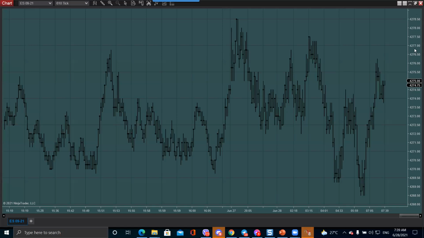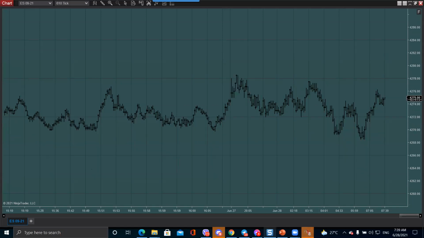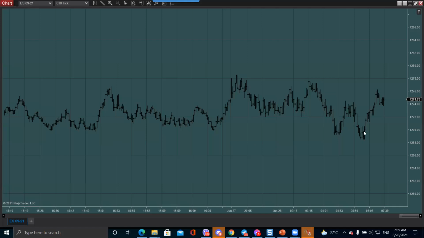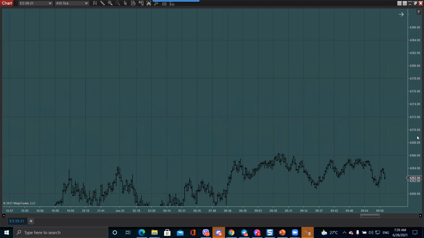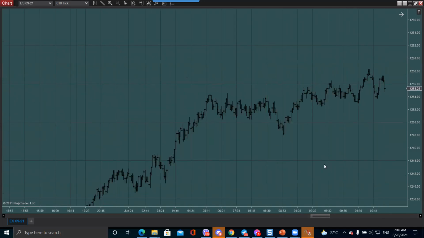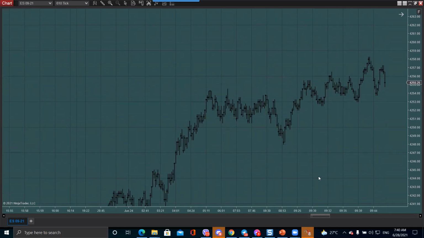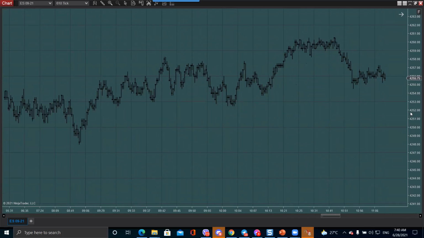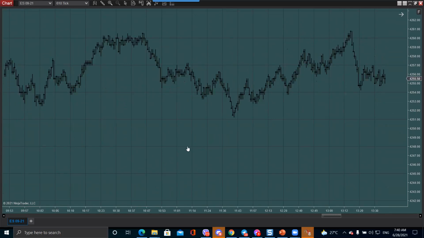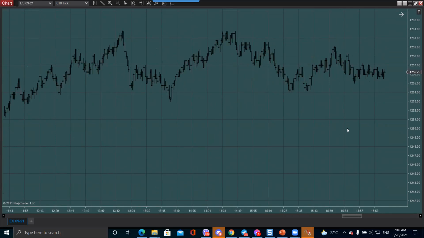Okay, so let me do an example here. For example, in this first one right here, I'll show an example of a strong run. Example of a strong run would be this one. I see this right here. Here's a strong run right there. That can be a retrace because right now this is basically almost like a range.